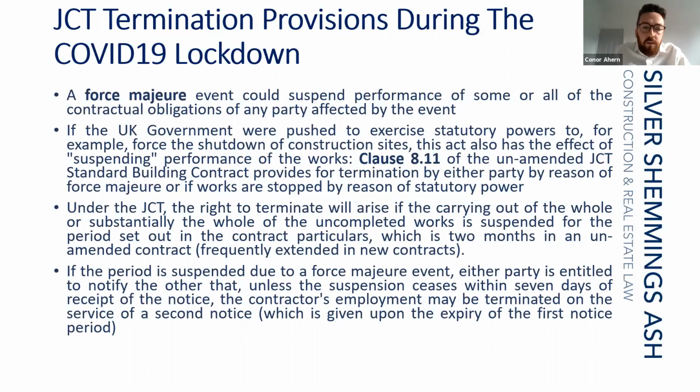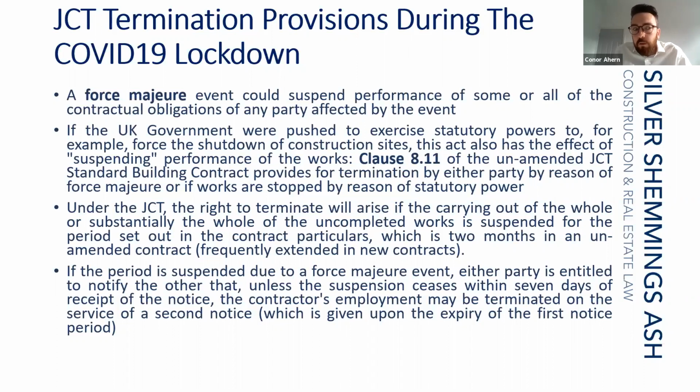Under the JCT, the right to terminate will arise if the carrying out of the whole or substantially the whole of the uncompleted works has been suspended for the period set out in the contract particulars, which is 2 months in the unamended contract. But this is frequently being amended in new contracts which parties are entering into since we started to feel the effects of COVID-19. So that 2 month period has been extended to 3 months. It can be even 6 months in some circumstances.